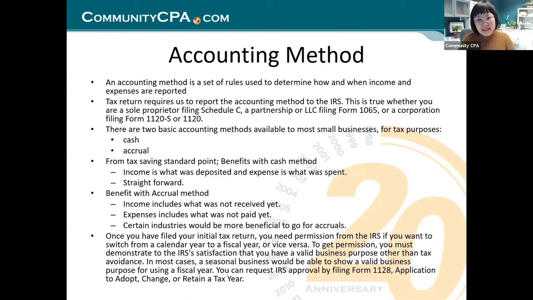But expenses are different, because you choose accrual, so you're going to have expenses that you can deduct even before they really got paid, right? And a certain industry will be more beneficial to be on accrual. So you know that when you are getting into a business, you now know to think about what accounting method you want to choose.